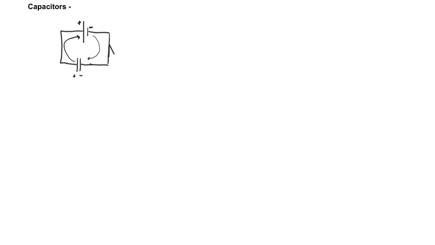Remember, we defined it earlier in the year. We said that the potential difference across a capacitor is equal to the charge stored on that capacitor divided by the capacitance of the capacitor, just like that.